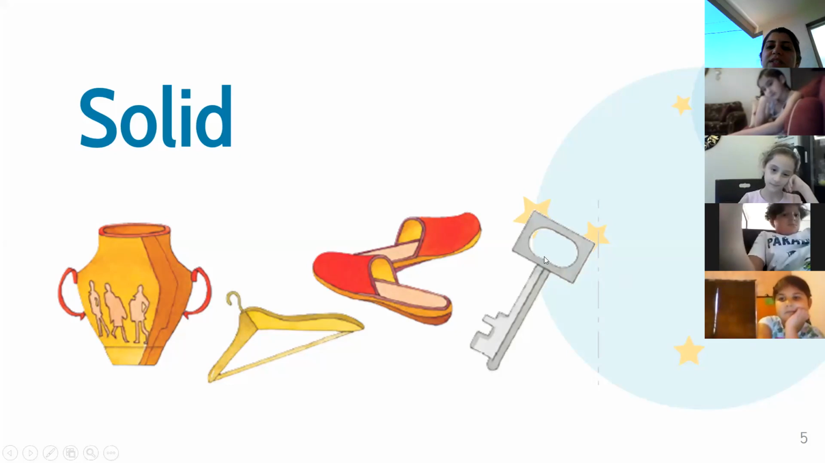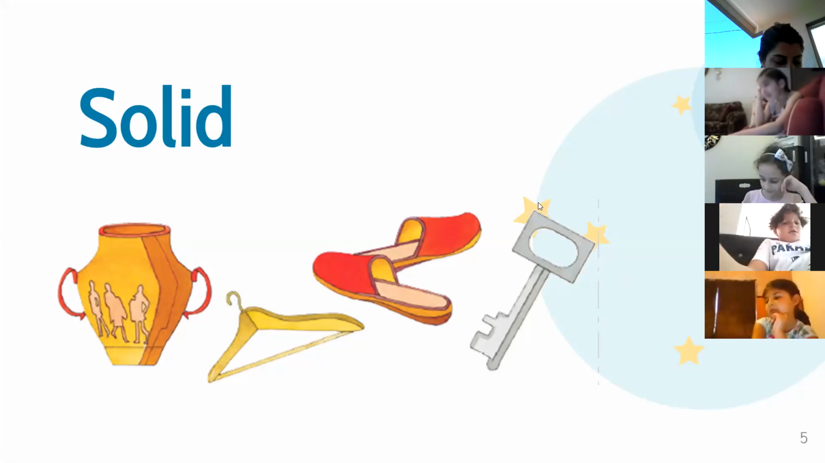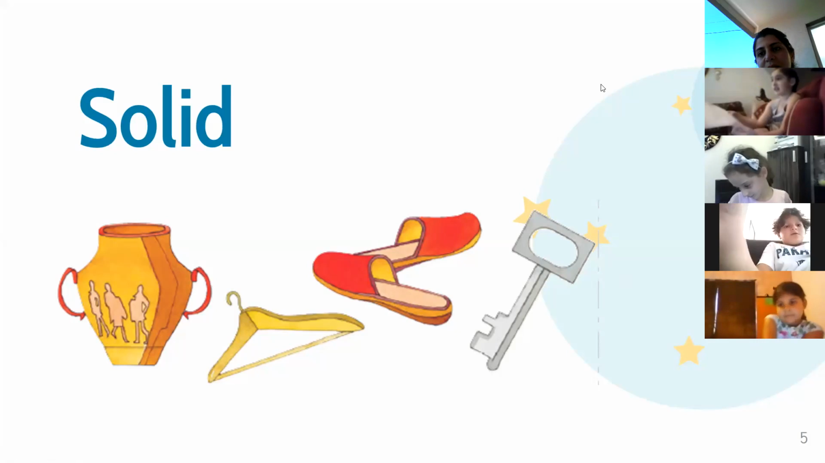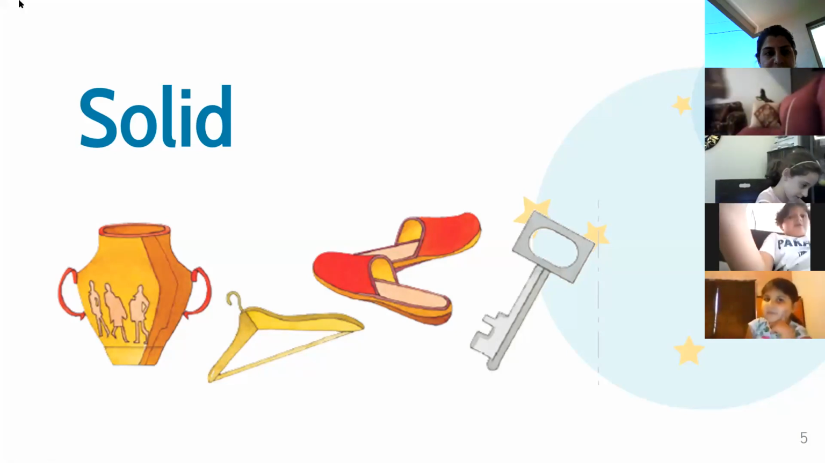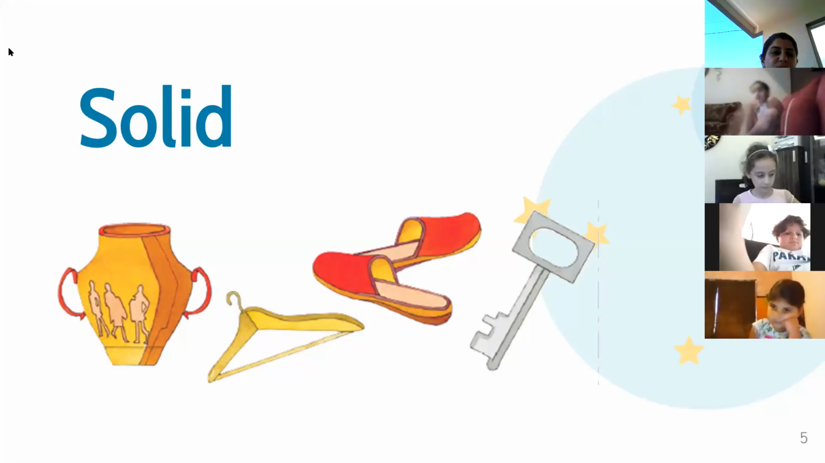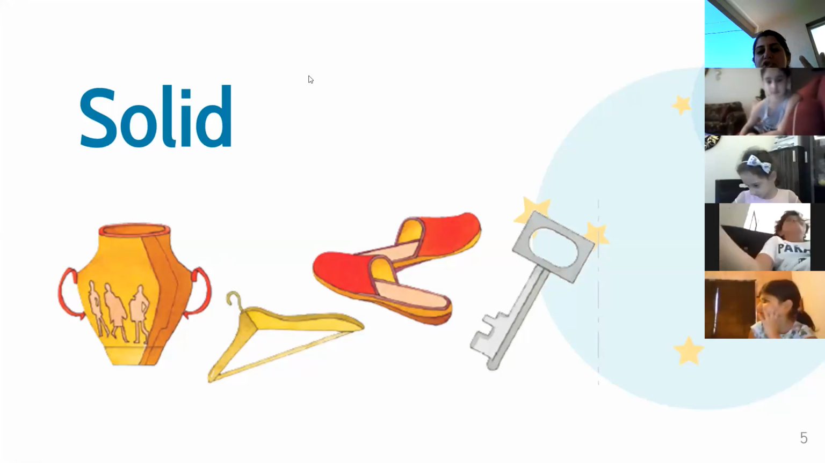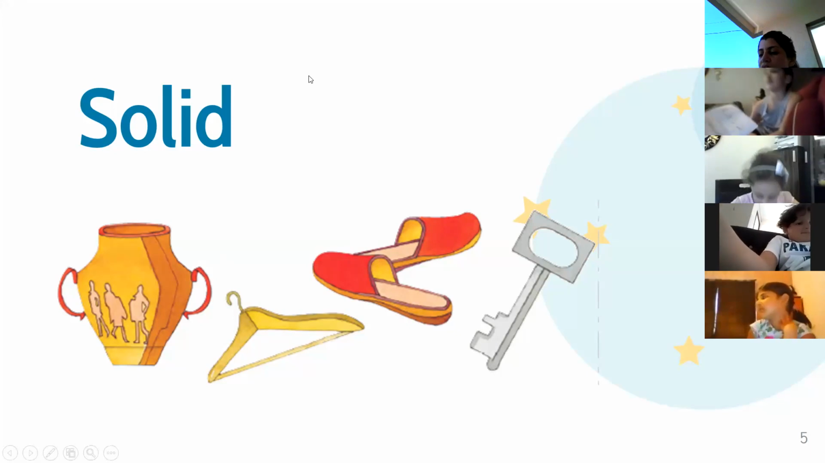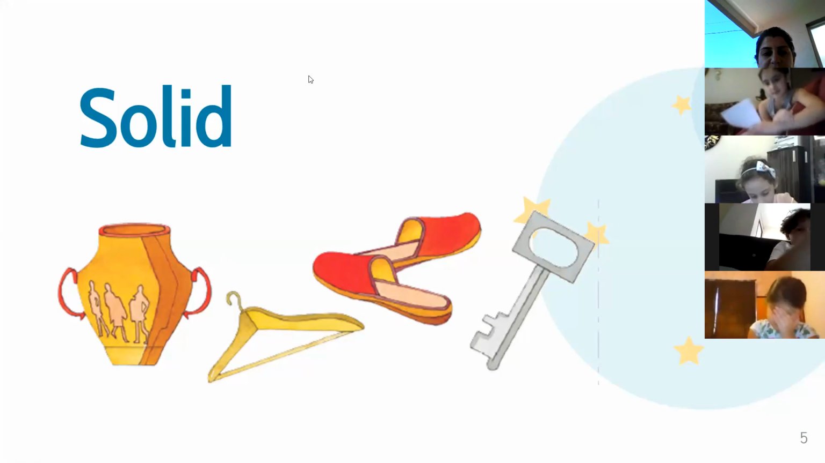What's the difference between solid and liquid? Liquid is not soft. We can't hold liquid, but we can hold solid. So what can we see now? We can see a vase, a cloth hanger, shoes, and ski. These are solids. What do I mean by the word solids? We can touch and feel them, they are strong, and they take their own shape and space, okay?